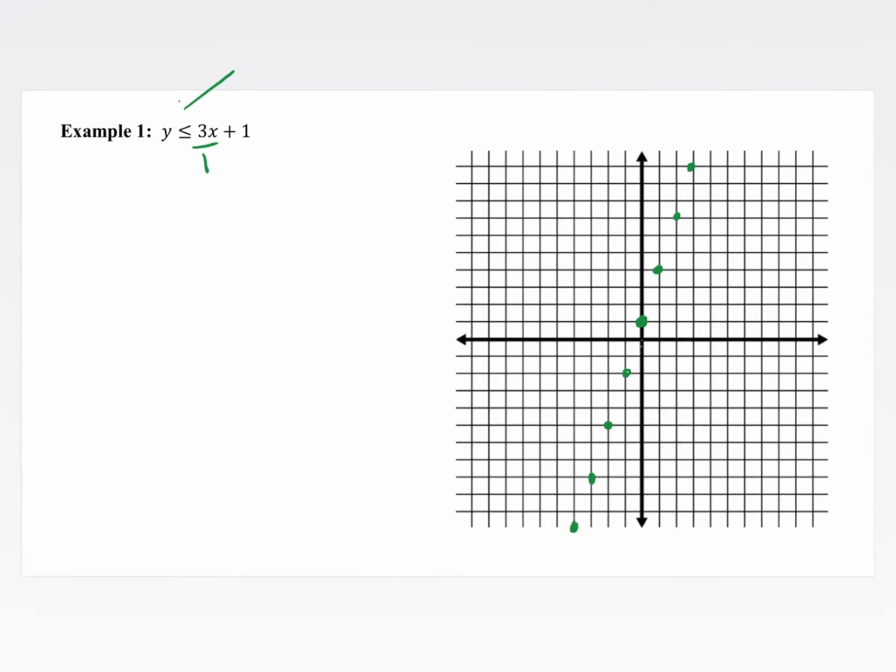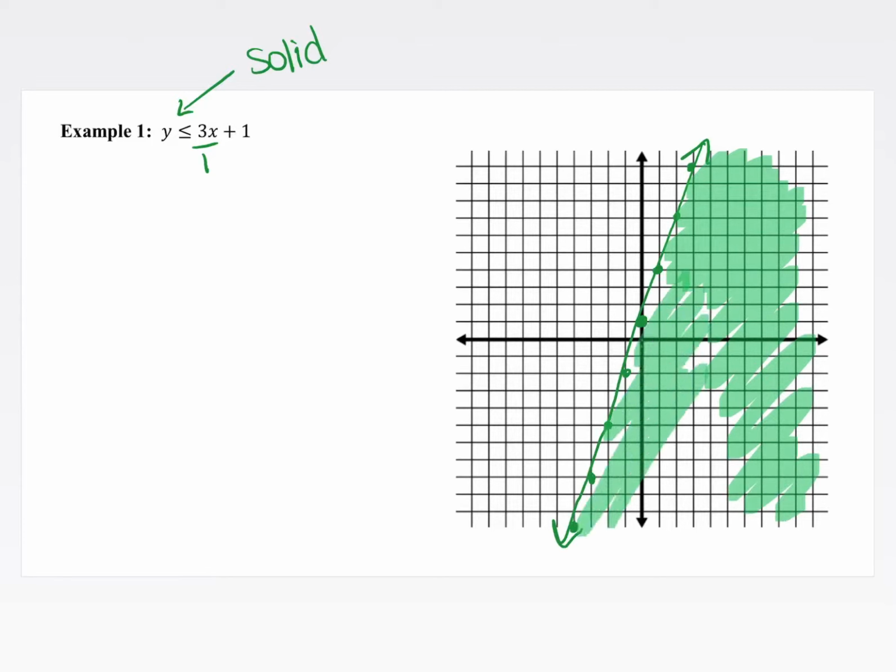Now, because this is less than or equal to, we're going to have a solid line. So now I can connect my points with a somewhat straight line. Also, because it's less than, we can shade below. So we're going to shade over on this side of the graph. Now, if you're ever a little bit unsure whether you shaded on the correct side, you can test a point. So a point that I usually love to test is the origin, 0, 0.